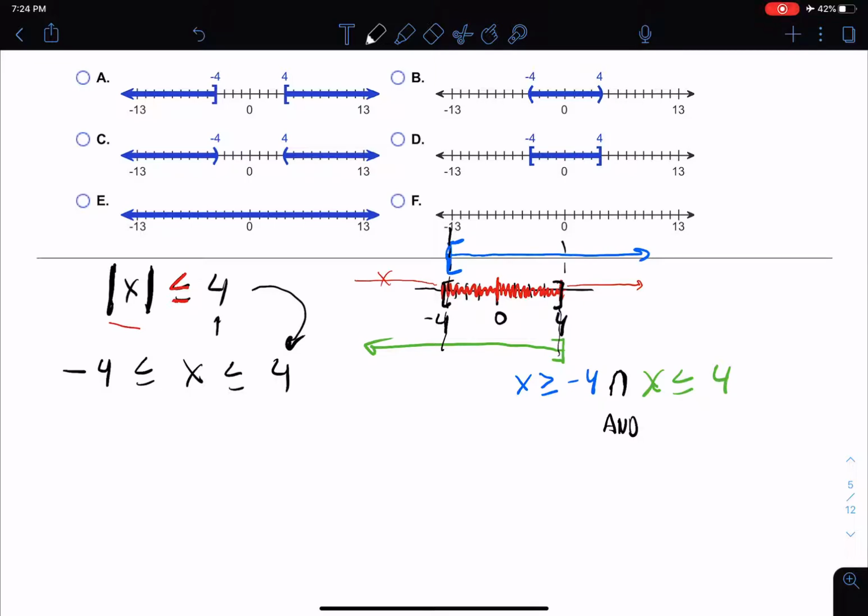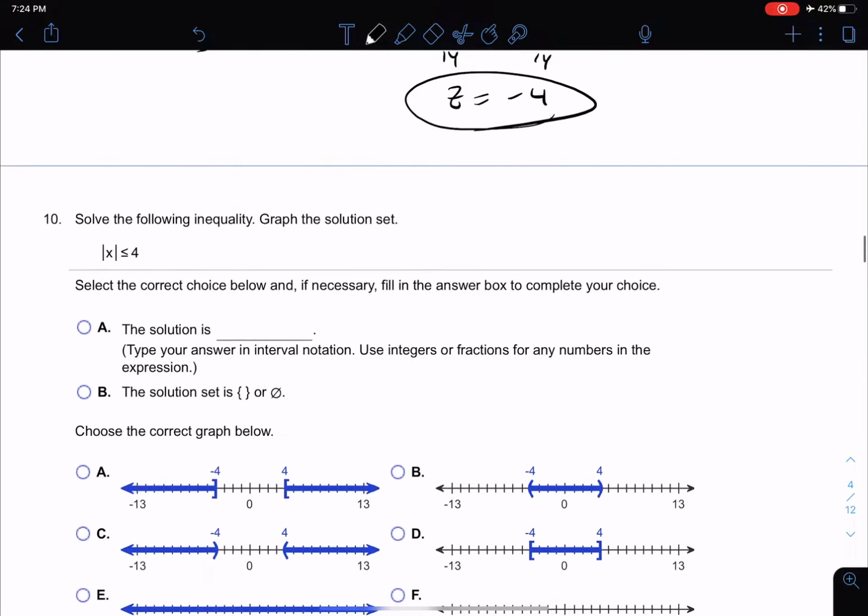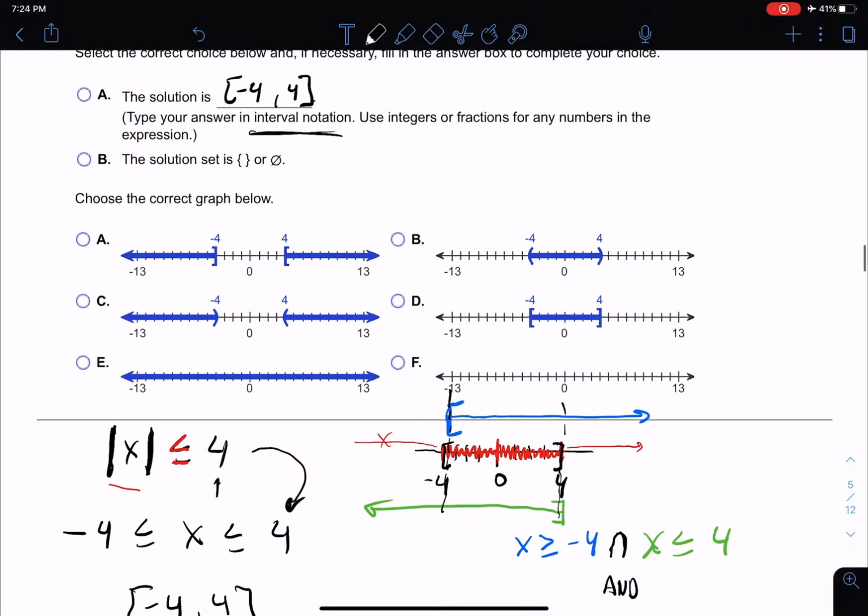We're done. How do you write this inequality as an interval notation? The solution as interval notation goes from -4 to +4 and it's closed. Let's go and put that in. They want this one to be, there it is, interval notation. So -4 to +4 and it's closed. And then what graph looks like that? Well, it's going from -4 to +4 and it's closed. Yeah, it's D.